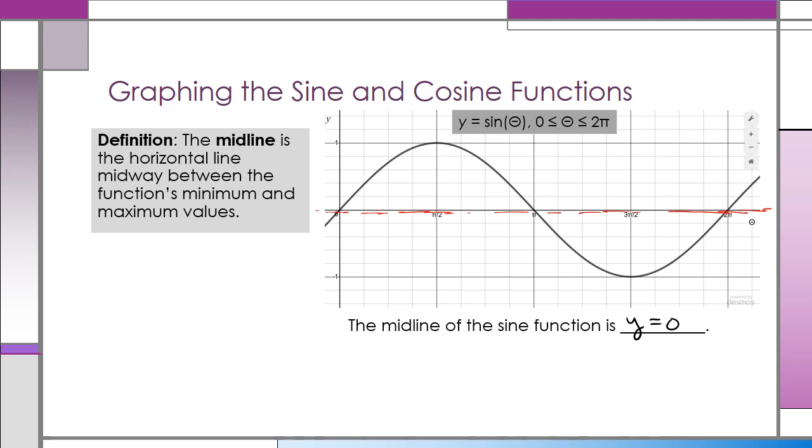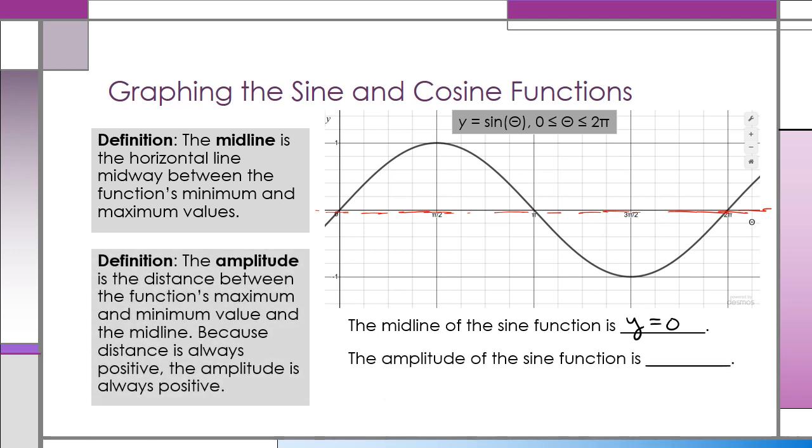The next definition is of the amplitude. We say that the amplitude is the distance between the function's maximum and minimum value and the midline. Because distance is always positive, the amplitude is also always positive. So from that midline of y equals 0, I go up 1 or I go down 1, and that tells me that my amplitude is 1.